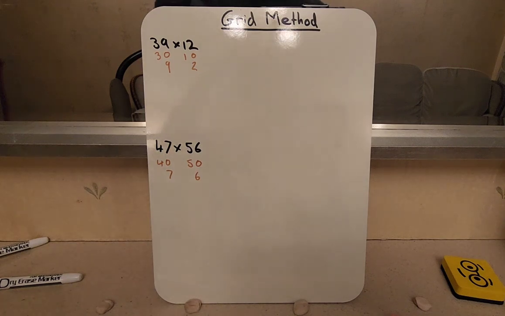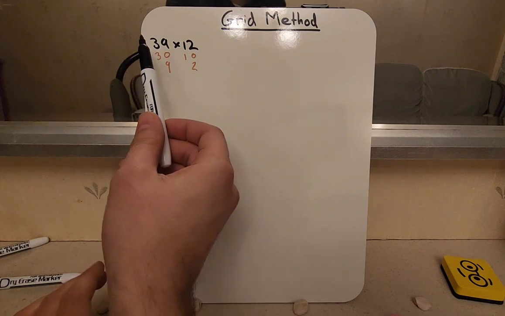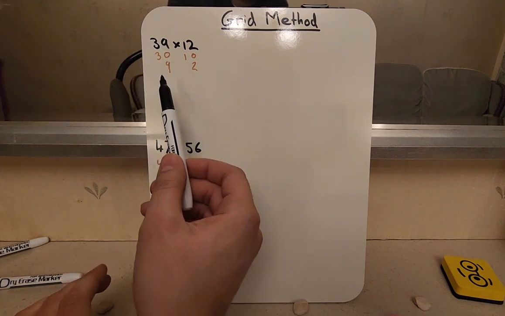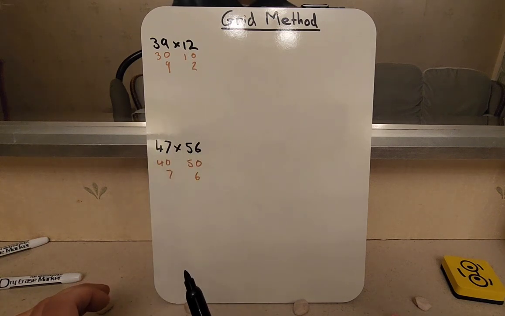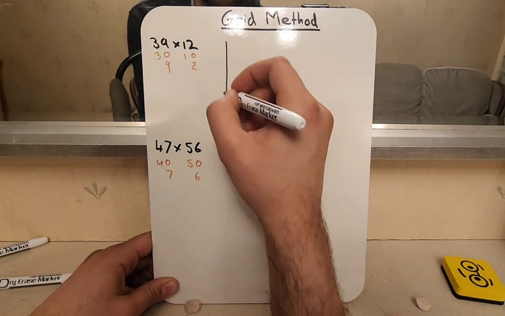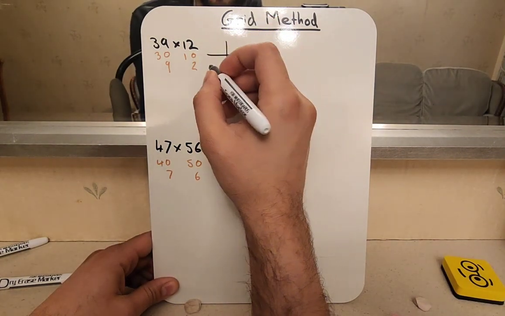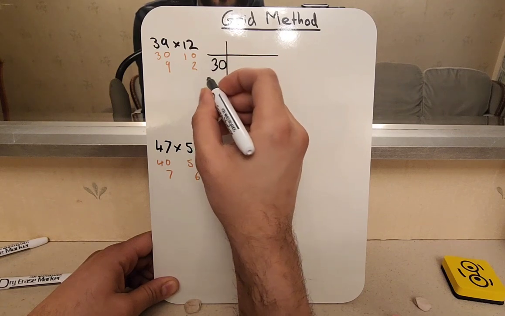Well, we've broken down our calculations. So we've got 39, we've split that into 30 and 9, and we've got 12 into 10 and 2. And all we're going to do is create a grid. It's up to you how much space you want to use for these. I'm just being space conscious of the board.